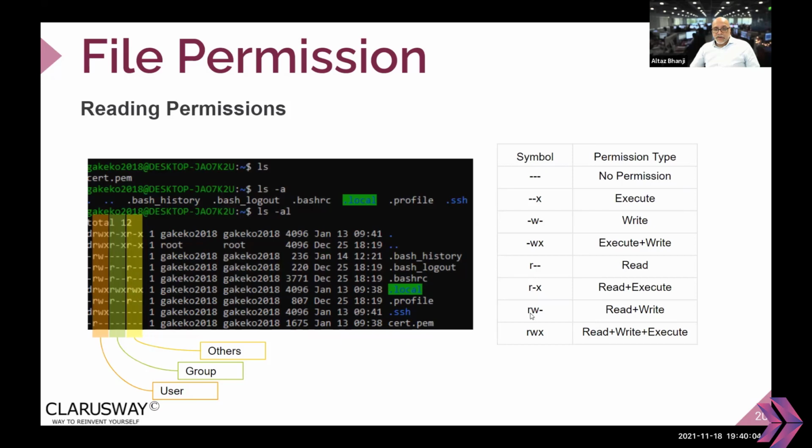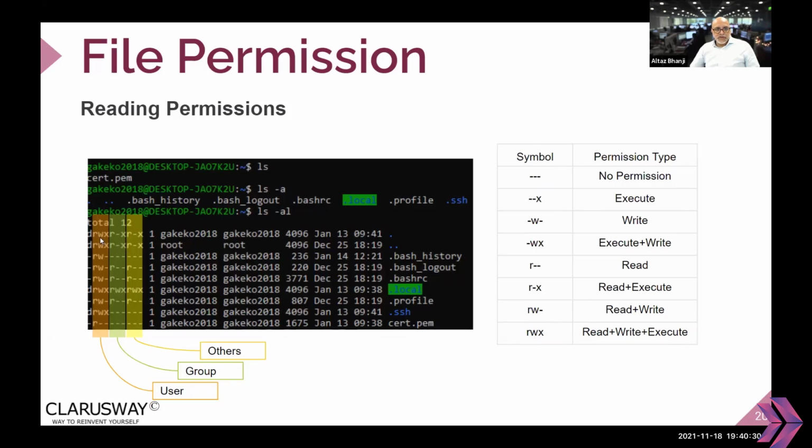And then read write is another common one. So you can see the user here, the owner of the file, has read write permissions for these files here. And then full permissions is going to be read, write, and execute. And you can see here for this directory, everyone has read, write, execute permissions.